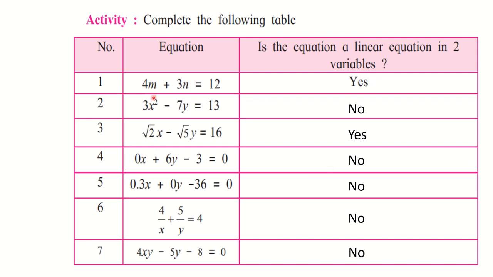We compared all these equations there, and then we wrote yes or no. For example, here the degree of the variable is 2, and therefore it is not a linear equation in two variables. Or see the fourth example here, the coefficient of x is 0, that means a is 0, which is not possible. That is why this is also not a linear equation in two variables. In this way, we determined which are the linear equations and which are not.